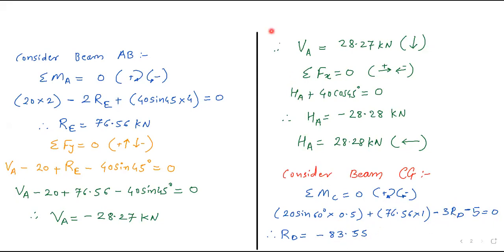So what is the correct answer? Plus 83.22. Anybody else who has verified this answer? Is it correct? 22, sir. Okay. So 83.22. And this RD, we have got the positive answer, so our assumed direction is correct. RD is moving upward.